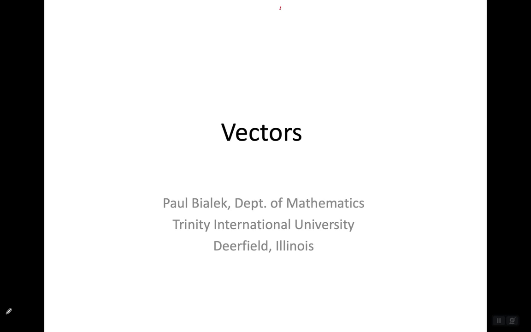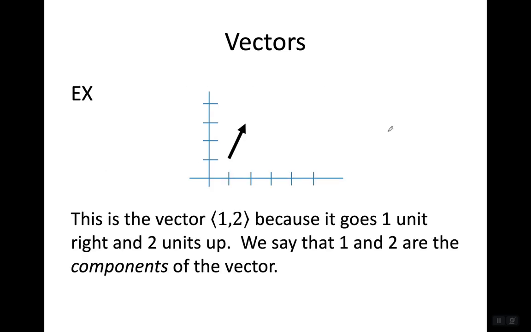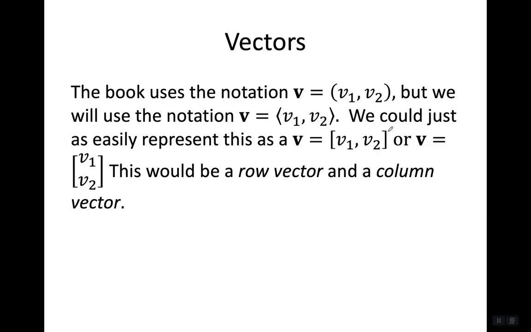Let's talk about vectors. A vector is a line segment with a fixed length and fixed direction, but no fixed starting point. The book uses bold A, but sometimes we'll write A like this in class because realistically, who wants to have to write a bold A over and over and over again? For example, this is the vector 1, 2 because it goes 1 unit right and 2 units up. We say that 1 and 2 are the components of the vector.